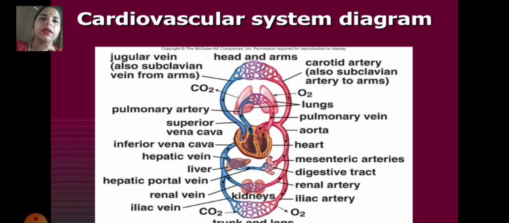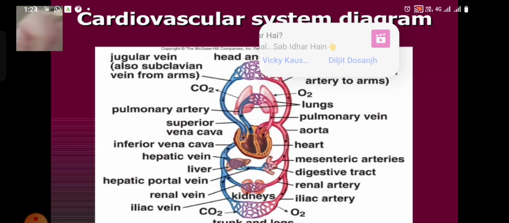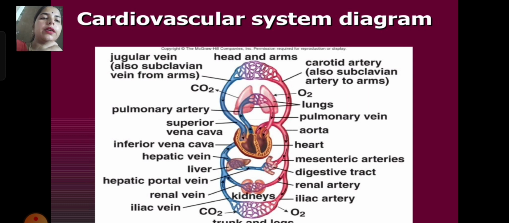Cardiovascular system diagram. The jugular veins, also the subclavian vein from the arm, head and arm, CO2 to the lungs and O2 to the lungs. Then there are the carotid artery, also the subclavian artery to the arms, lungs, pulmonary veins, aorta, heart, mesenteric arteries, digestive tract, renal artery, and the iliac artery.